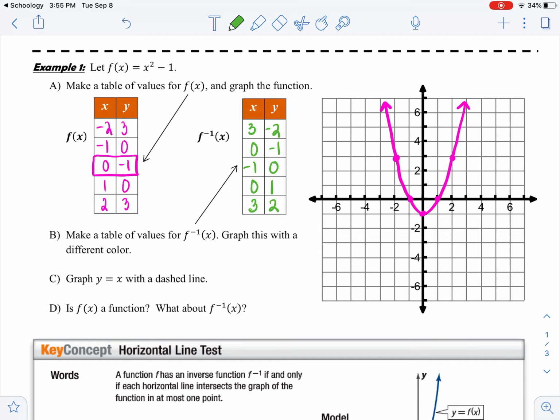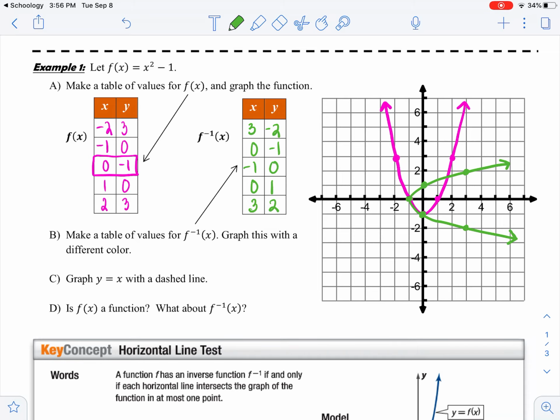Now I'm going to graph these points. (3, -2), (0, -1), (-1, 0), (0, 1), and (3, 2). Connect those points, make your parabola. And there is my sideways facing parabola.